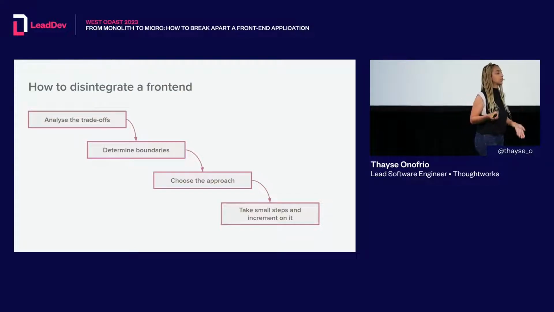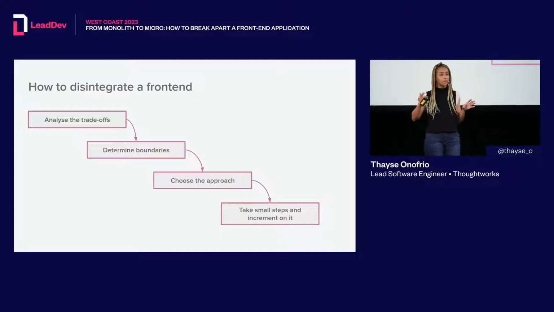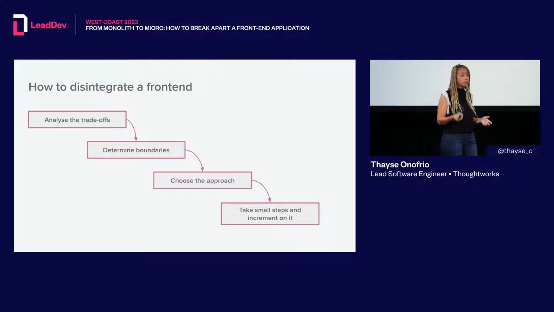And when we do that, we can start thinking about determining the boundaries. So thinking about bounded context and analyzing how we can decouple the applications and making sure that we are making the right choice there, not going too far as well. So thinking a lot about that, which can be challenging, but it's a very important part of the process. And once we do that, then we can choose the approach.